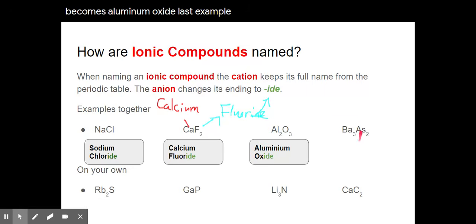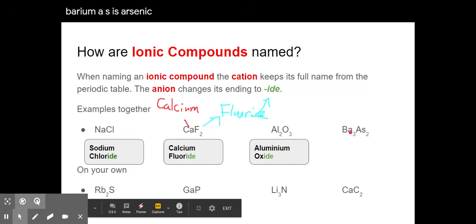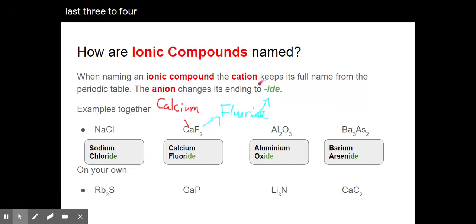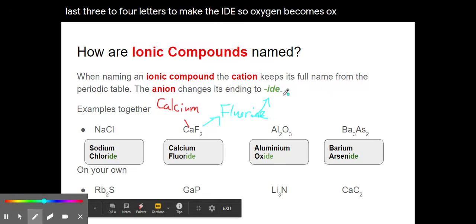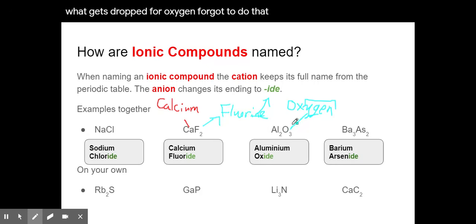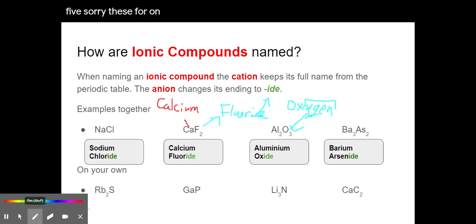And the last example here, Ba, if we check on a periodic table, is barium. As is arsenic. So this becomes barium arsenide. Now you usually drop the last 3 to 4 letters to make the IDE. So oxygen becomes oxide. Okay, so that's what gets dropped for oxygen. Forgot to do that one earlier. Sorry. So try these four on your own.